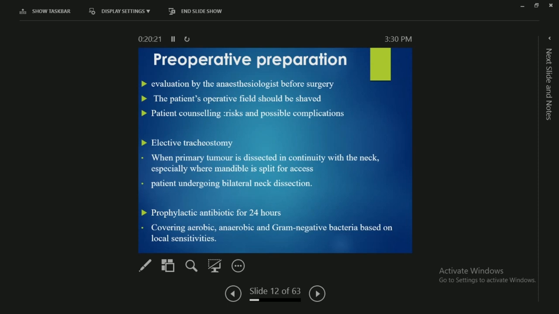The preoperative preparation for neck dissection: the patient should be evaluated by the anesthesiologist before surgery and the operative field should be safe. The patient should be counseled about the risks and possible complications. Elective tracheostomy should be done when the primary tumor is dissected in continuity with the neck, especially where the mandible is split for access, and in patients undergoing bilateral neck dissection. Prophylactic antibiotics should be given for 24 hours covering aerobic, anaerobic, and gram-negative bacteria based on local sensitivities.